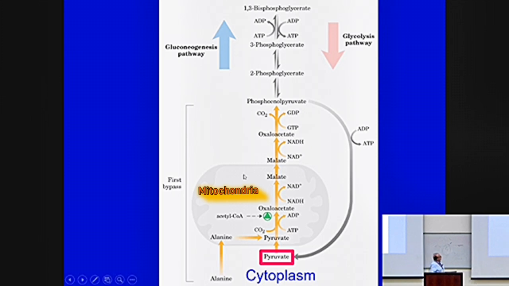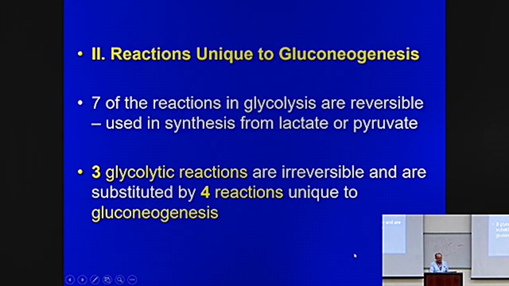But the mitochondria have this impermeable membrane. So before you can bring that oxaloacetate out, you have to convert it to something else. And you convert it to malate. You reduce oxaloacetate to malate. Malate can be transported. There's a specific transporter for malate that will take it out to the cytoplasm.